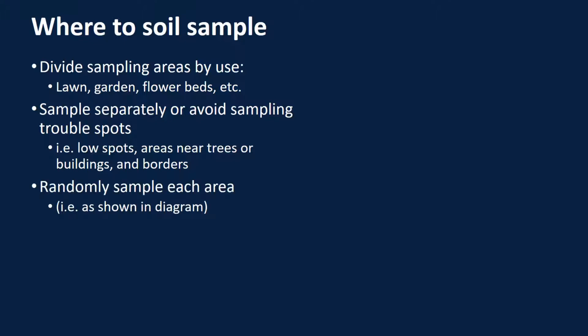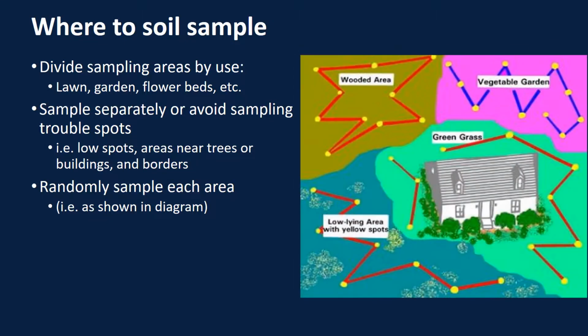Another thing we need to do is randomly sample each area. Don't just sample a little 5-foot square area, but randomly choose different spots in there. We'll look at a diagram of a lawn really quickly. Right here, we can see our house, and then we have our green grass area, which is one area that we can sample. Over here we have this low-lying area, maybe shrubs or trees, a little bit farther away from the house, a little bit different. A wooded area, and then back here could be maybe our vegetable garden. We need to sample all these areas separately.